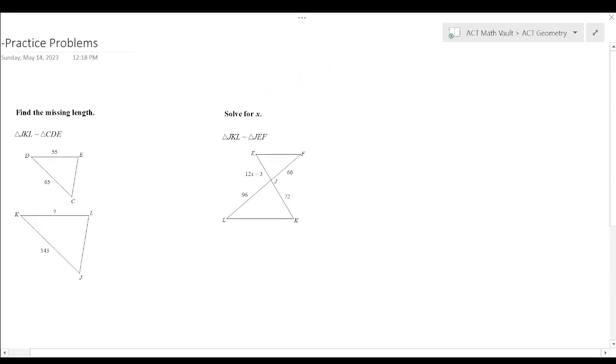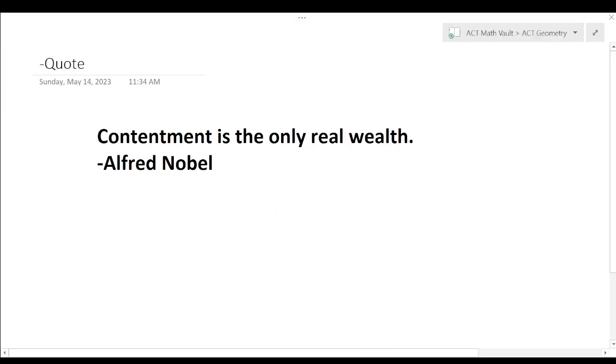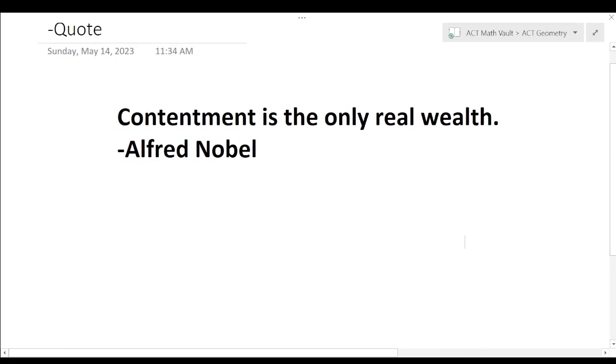Okay, so we have a quote to finish us off. Contentment is the only real wealth. I love quotes like this because it reminds me that your mindset is way more important than your circumstances. If you're content with what you already have, then that might be the answer to true happiness.